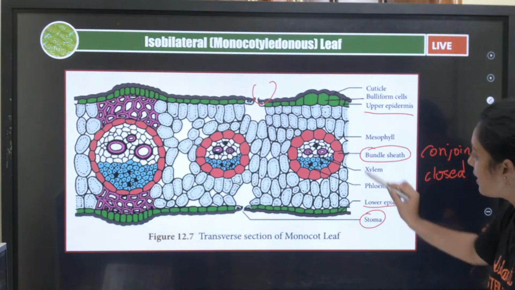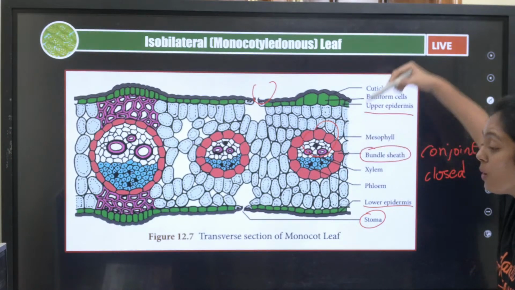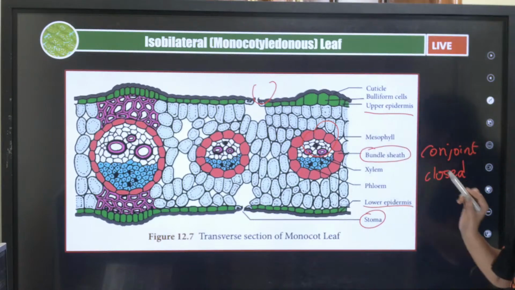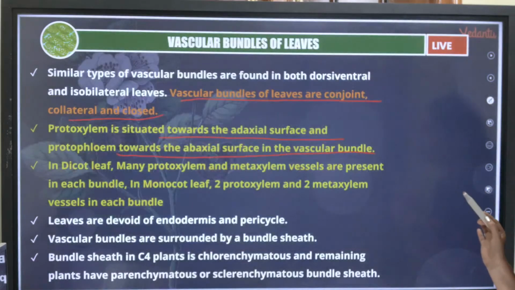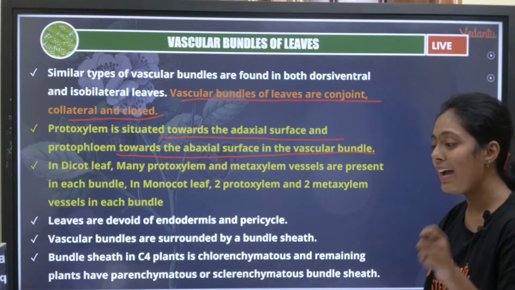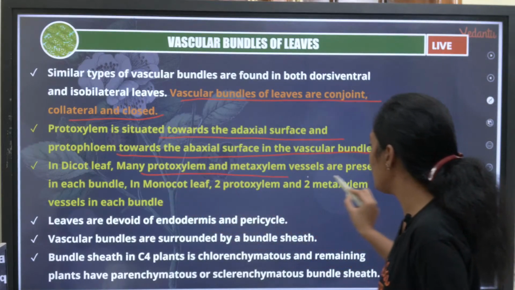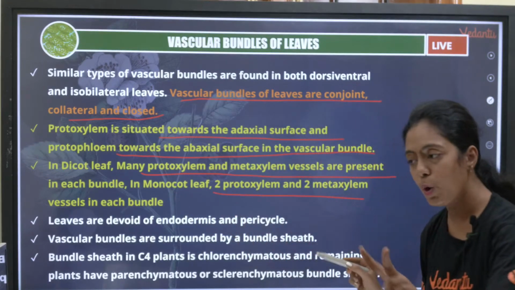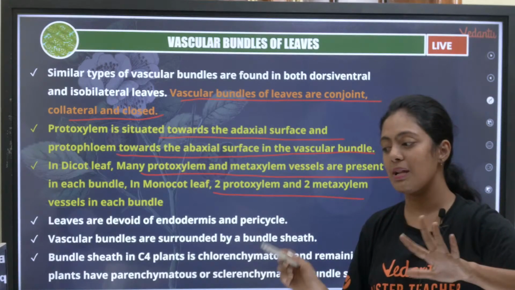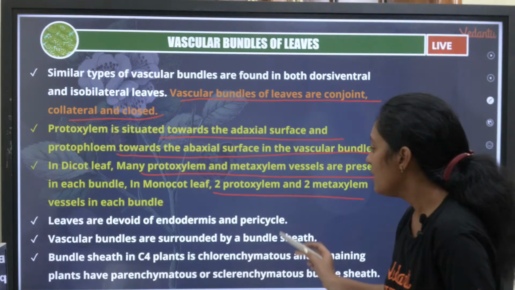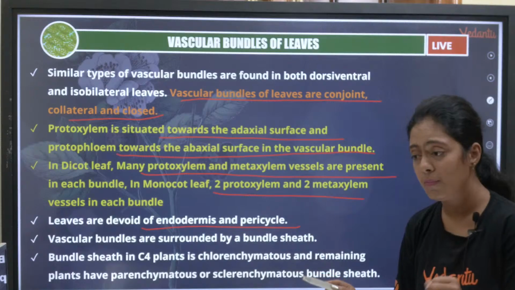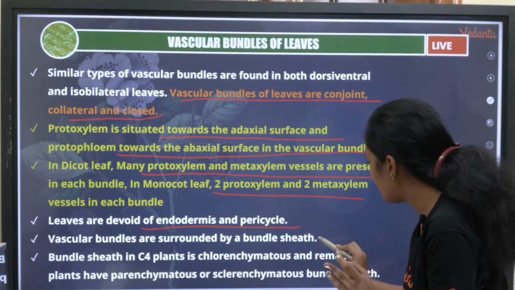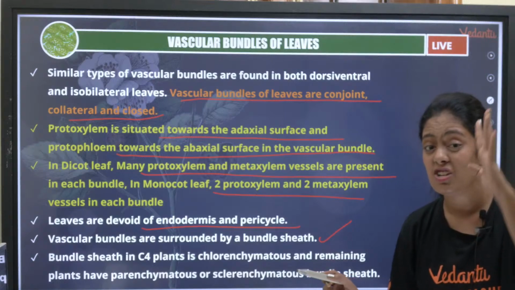How do you see here? The xylem is situated towards the upper epidermis. The phloem is situated towards the lower epidermis. So that's very very important to understand. In dicot leaf, many protoxylem and metaxylem are present in each bundle. In monocot, two protoxylem and two metaxylem are present in each bundle. Leaves are devoid of endodermis. There is no endodermis, no pericycle, and the vascular bundles are surrounded by bundle sheath cells.